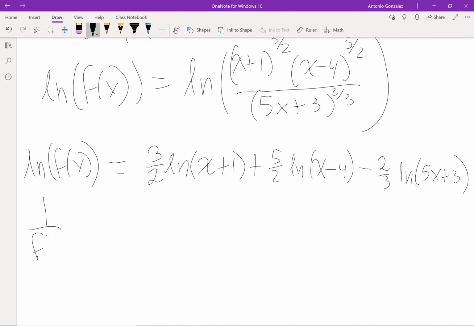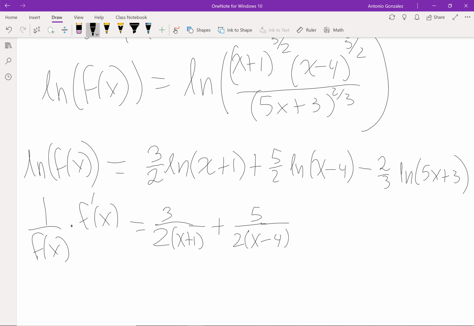1 over f of x, and then chain rule, right? f prime of x, right? Some unknown function, which I'll actually find in a second. All right, and then over here, this becomes, that's just a constant, so let me take the derivative here. 1 over x plus 1. Same thing here. This just becomes, that's just a constant. So derivative of ln of x minus 4 is 1 over x minus 4. All right, times that 5/2.